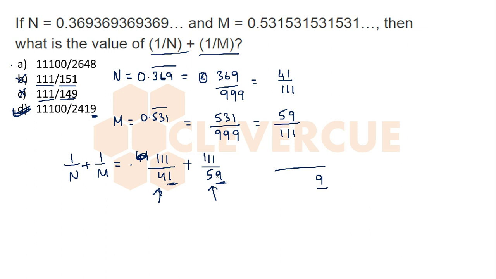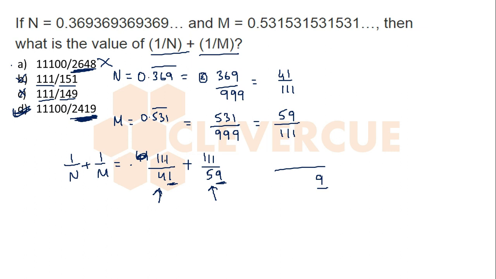And you can also see that 41 into 59 will be somewhere around 40 into 60, which is 2400. So it has to be around 2400. Okay, so here 2419 is a little more than 2400, but here if you see the denominator, it is around 2600. So this cannot be the answer.